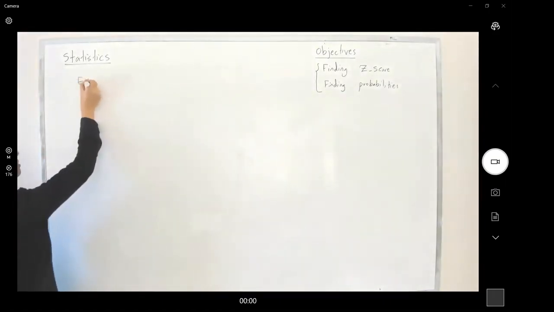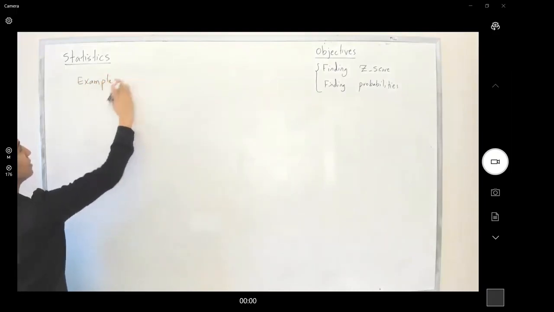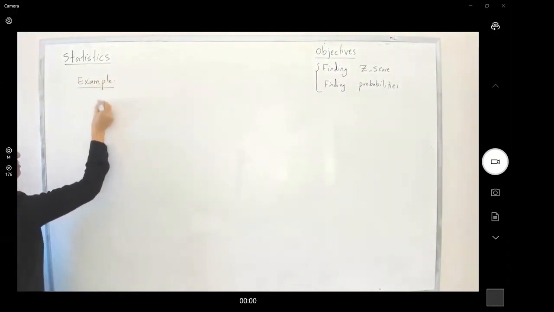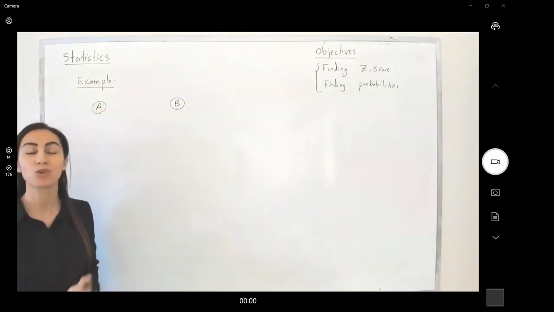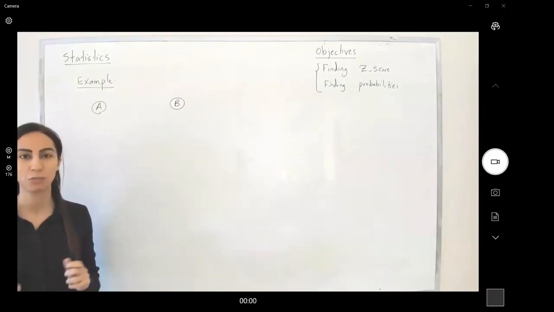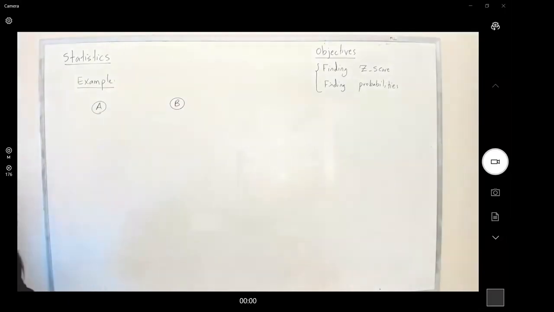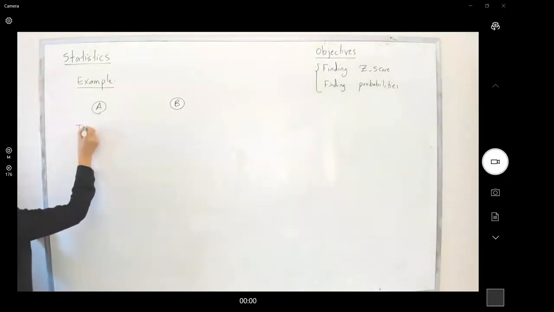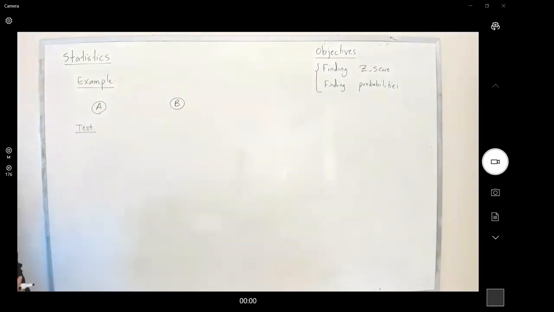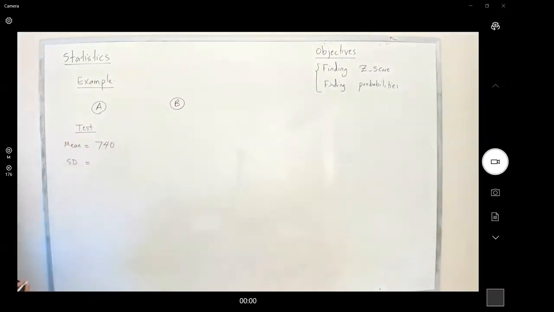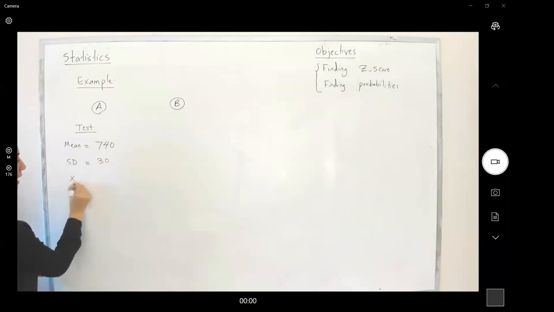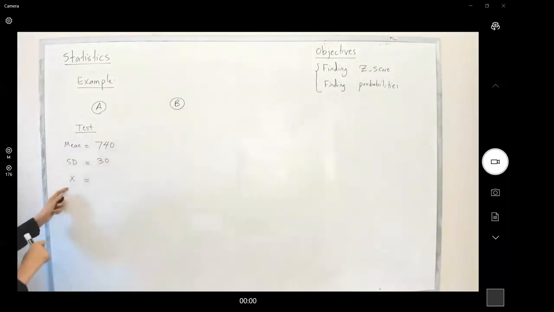So in this example, we have two candidates, candidate A and candidate B. What is our goal? Our goal is to try to compare these two candidates. But what information are given to us? You have a test, and for this test, the mean is, I'm sorry, 740, and the standard deviation for this test is 30, and the X value for candidate A is 800.